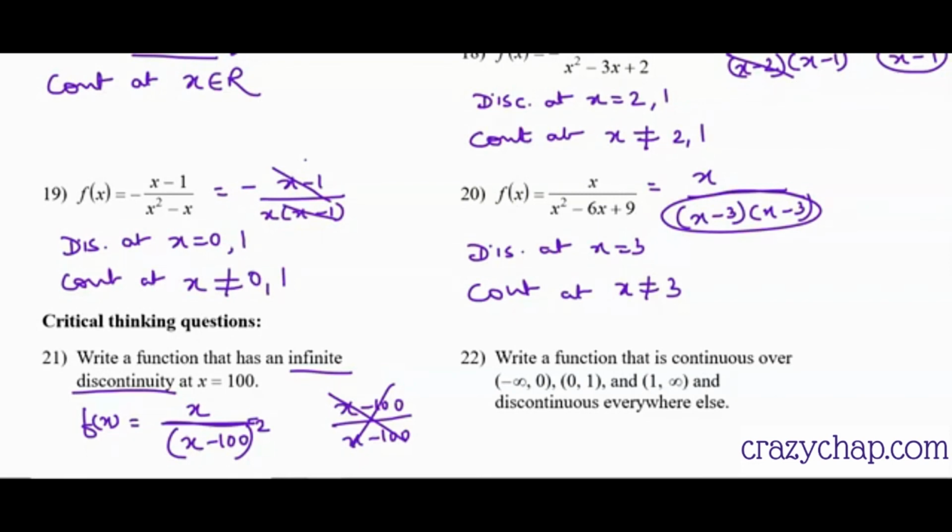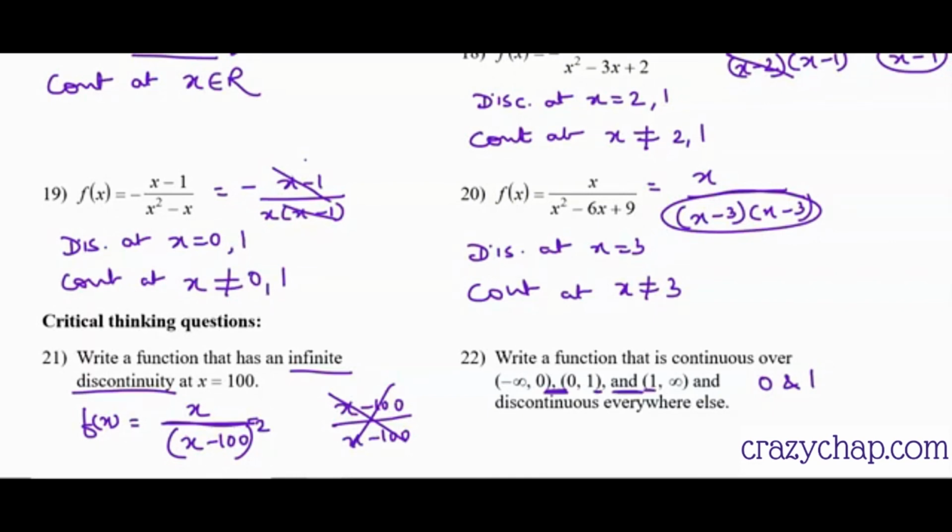Let's do number 22. Write a function that is continuous over this. So you can see that the function has to be continuous from minus infinity to 0 open, from 0 open interval to 1 open interval, and 1 open interval to infinity. So it has to be discontinuous at 0 and at 1, because at 0 there is no x value. That is an open interval, meaning x does not attain 0, and x does not attain 1 because at 1 also it is an open interval.